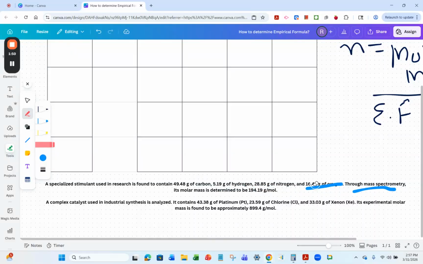That is equal to 194.19. In my last video, I mentioned that it's better to tell your kids that molar mass is always given to you in the question, so that they are not confused that molar mass and the individual element mass are the same thing. So let's go back to our question, and I'm going to show you how to find the molecular formula, but first how to find the empirical formula.